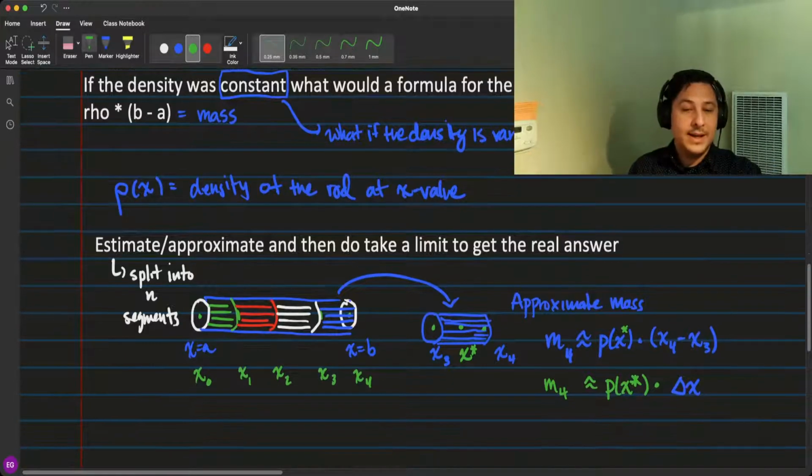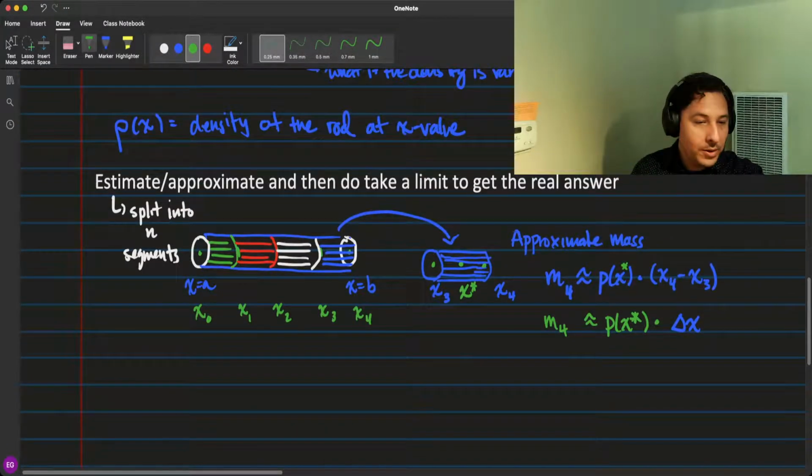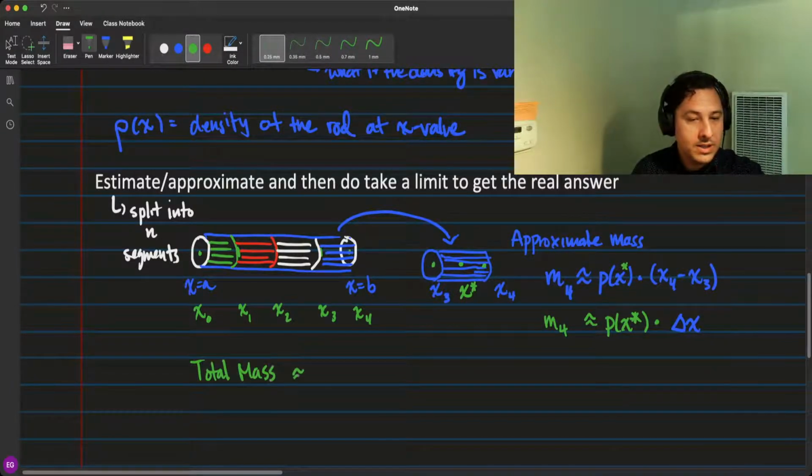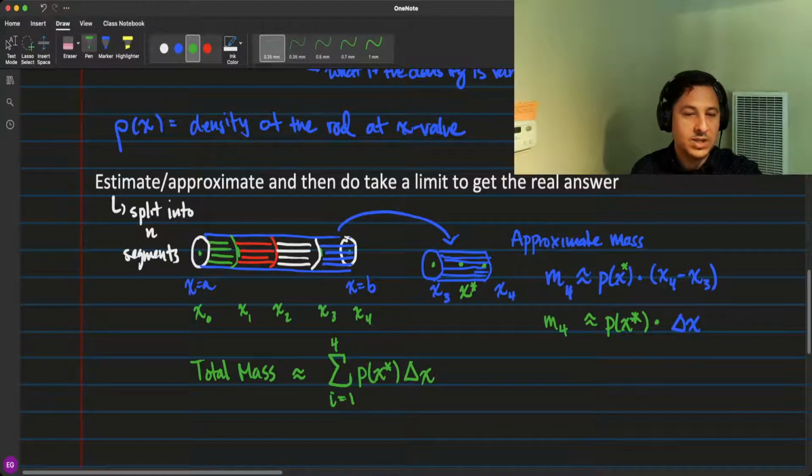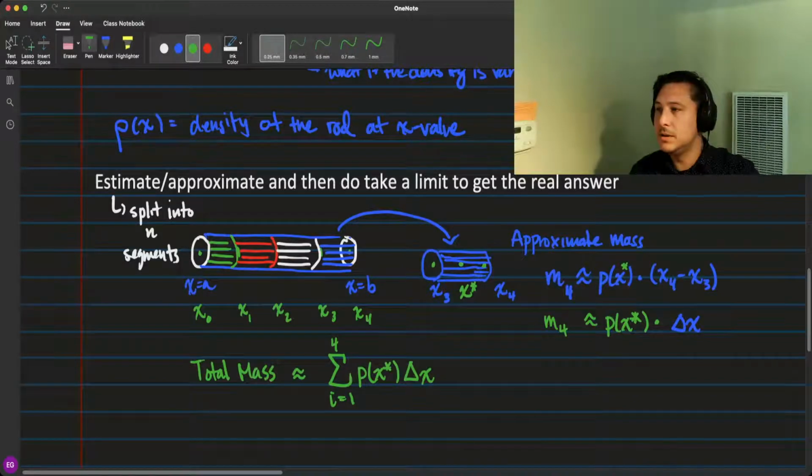So, if we wanted the total mass of the rod, what are you going to do? Well, you're just going to say, let's take the sum from i equals 1 to 4 of this formula. All right, x star will be the midpoints for all those different sections. Boom.